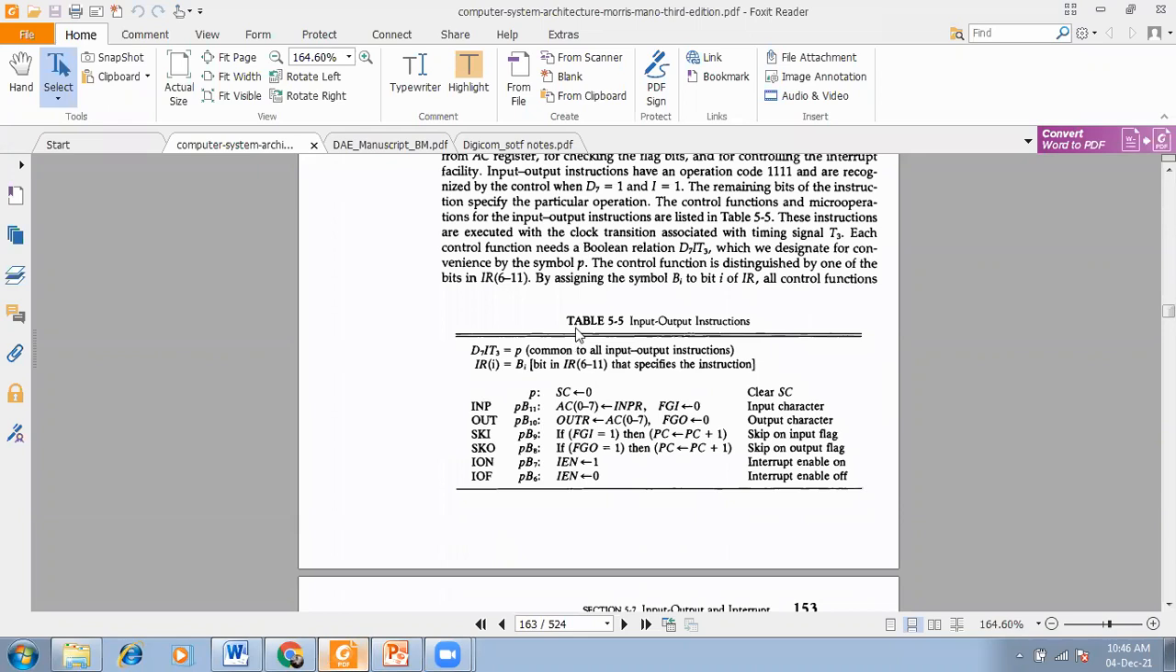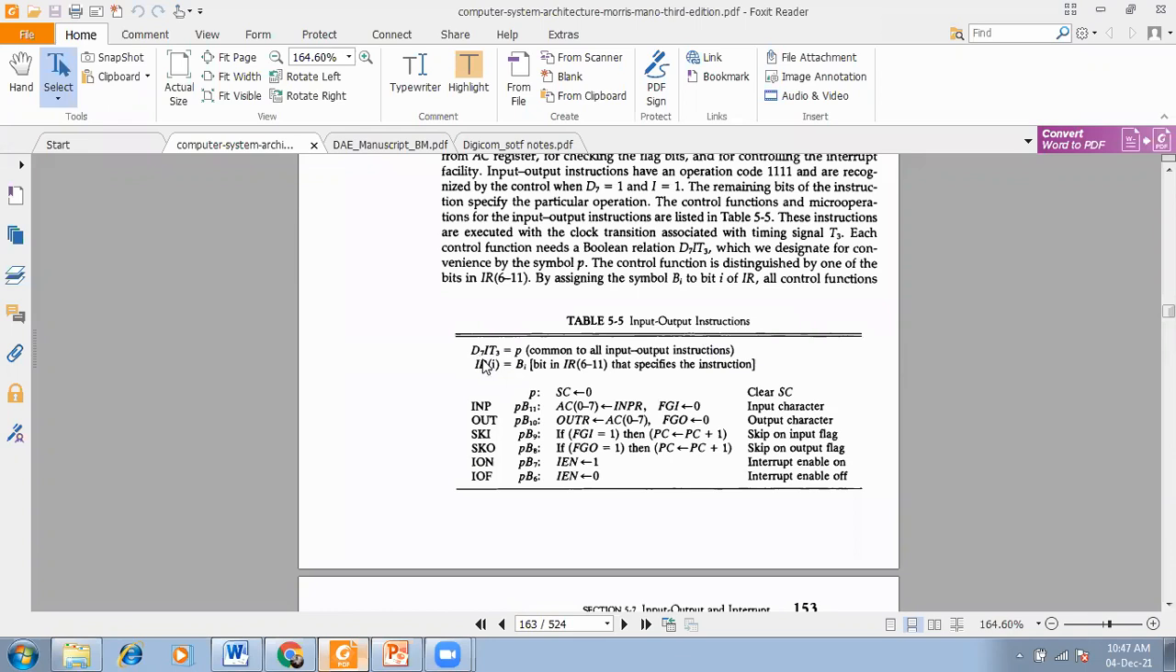These are the input output instructions. Now you have D7. What does it mean? IO instruction. As I mentioned, we have discussed the register instruction and the memory instruction. So IO instruction means D7, that is bits 12, 13, 14 should be 111. So that's why it is D7.